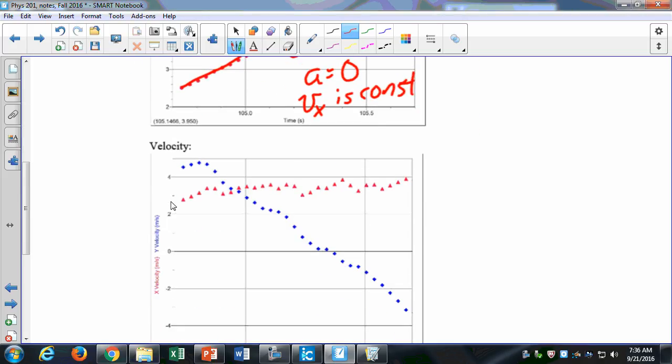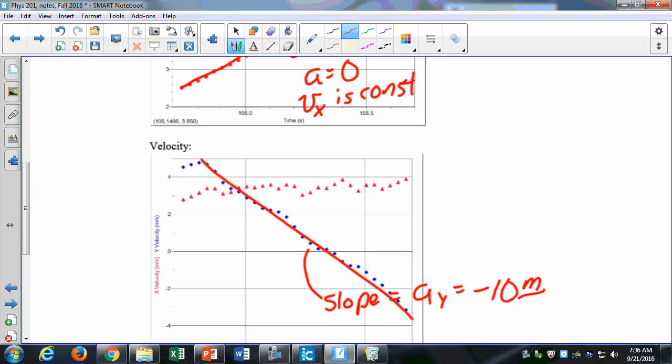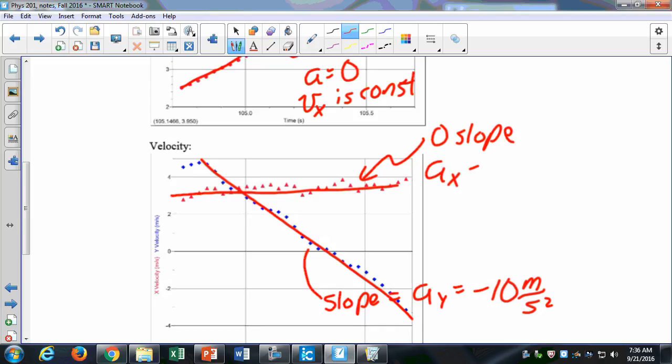And then if we look at the velocity graph, this is the Vy versus t. The slope of this equals the acceleration in the y direction, which is equal to negative 10 meters per second squared. And then the slope of this, I didn't show you this, but this is the x velocity, and it has a 0 slope. So that tells us, as we know in these projectile motion problems, that ax is equal to 0 meters per second squared.